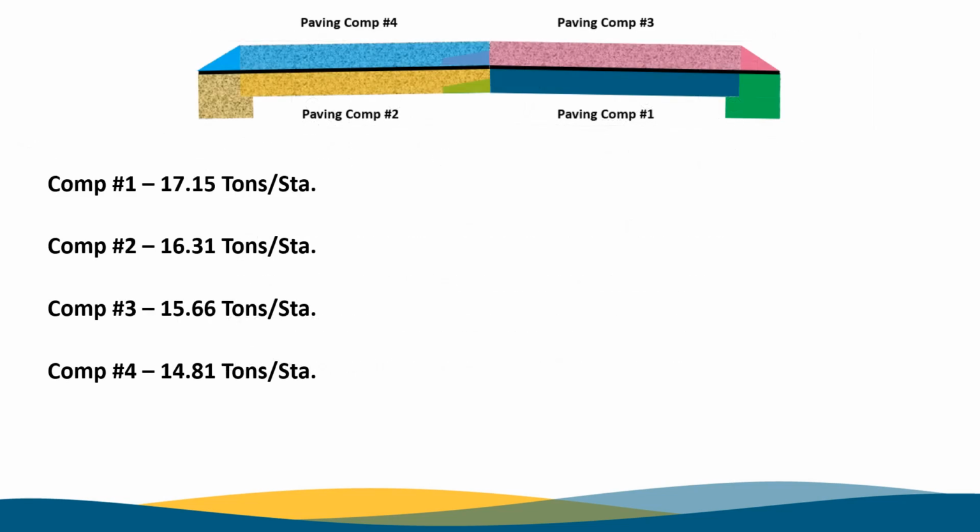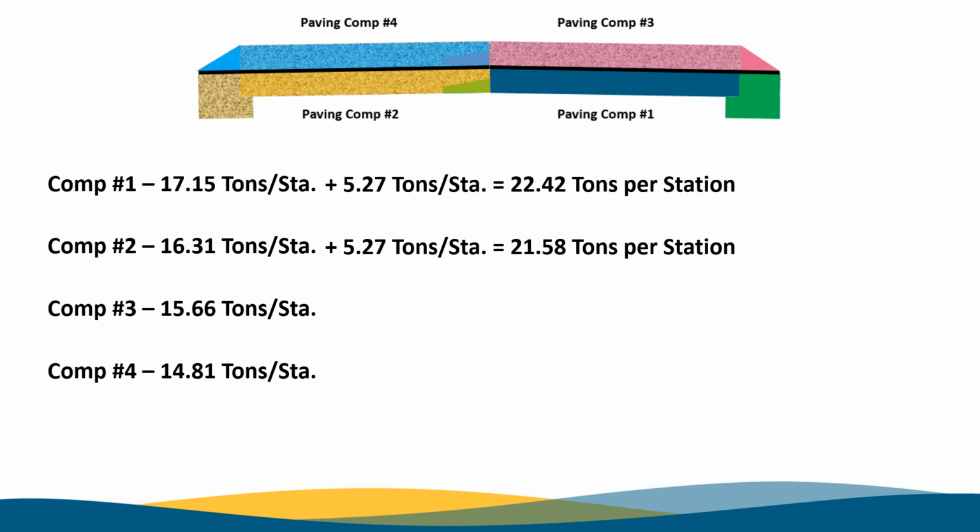Now let's add the 5.27 tons per station to the bottom lifts, Comp 1 and Comp 2, and we get 22.42 tons per station and 21.58 tons per station respectively. Comp 3 and 4 do not change since it's only being utilized in the bottom lift.